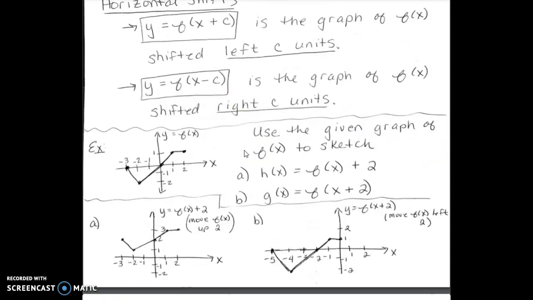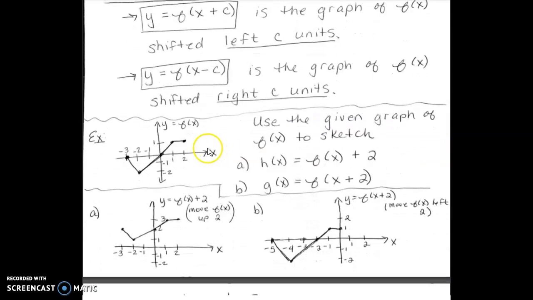So we are going to use the next example to show how each of these work. So here's an example where they provide us a graph of f. So this would be a given graph, some random shape. Use the given graph of f to sketch first the function h of x equals f of x plus 2. And then secondly, they want us to graph g of x equals f of x plus 2 to show the difference between how adding outside versus inside is different.